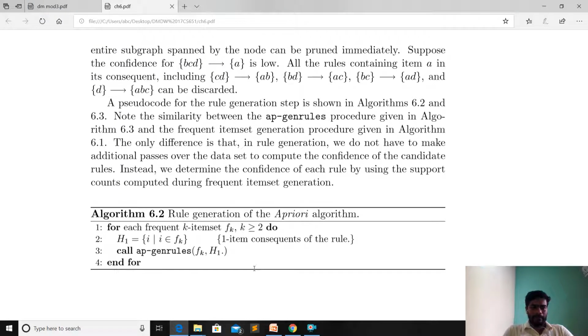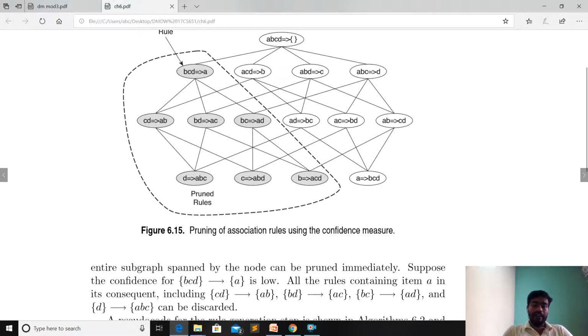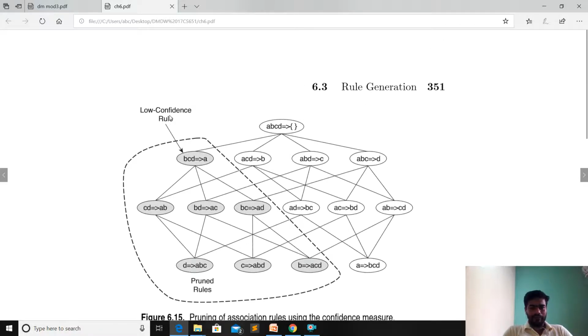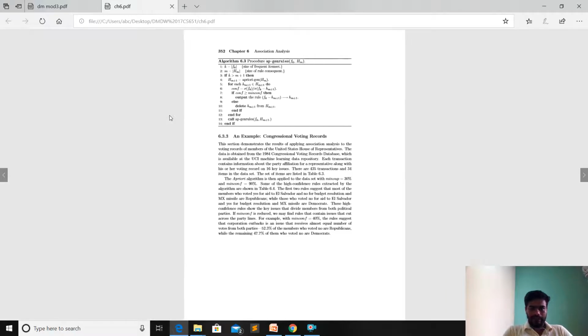frequent item sets. So, rule generation for the Apriori algorithm: for each frequent k-item set f_k, where k is greater than or equal to 2, take H_1, the one item consequents of the rule, and call ap-genrules. You calculate all the generated rules, and if you find that any one of the item sets has a low confidence rule, then all its supersets which are formed are also found to be low confidence rules, and they can be eliminated from the list according to the theorem.